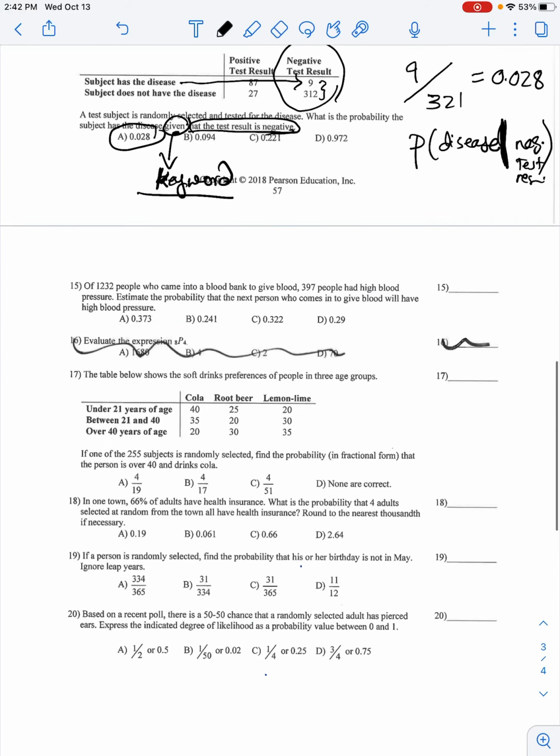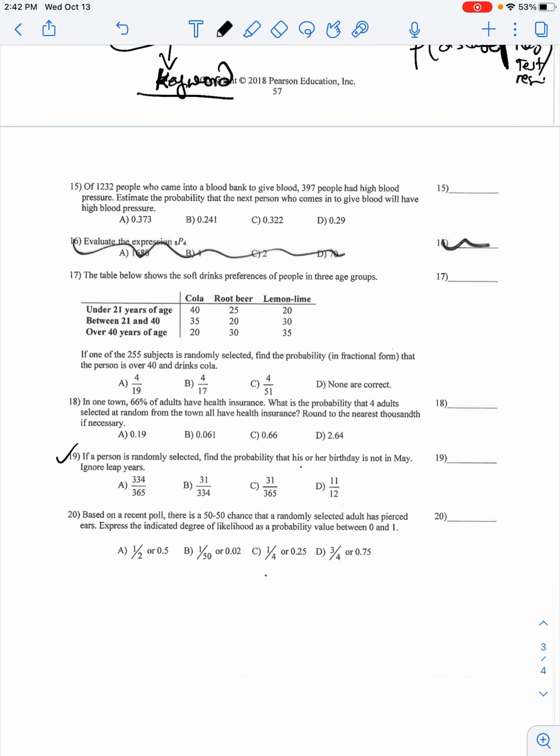Okay, let's do one more. Number 19. If a person is randomly selected, find the probability that his or her birthday is not in May. Ignore leap years. So if it's not leap years, 365 days. How many days in May? 31. So anything but May, that's 365 minus 31. So that would be 334. So the answer is A.